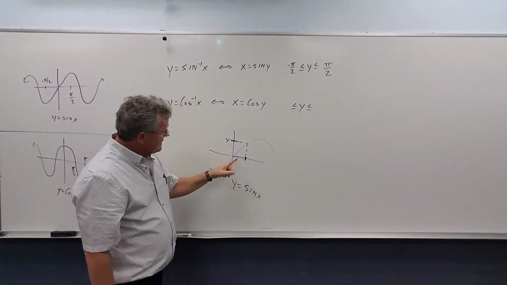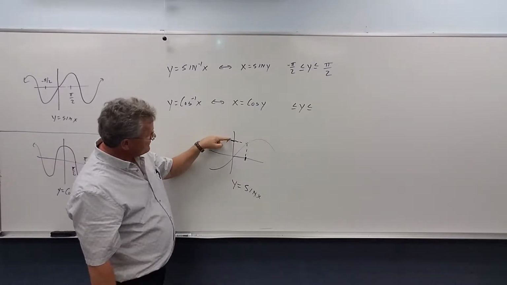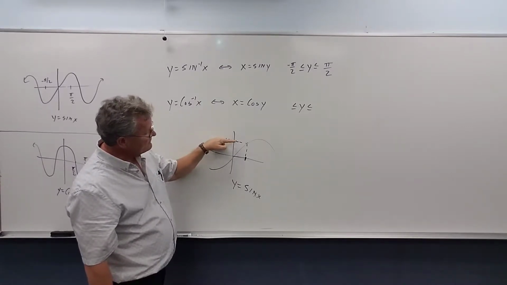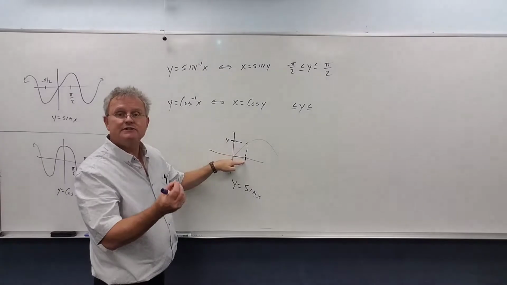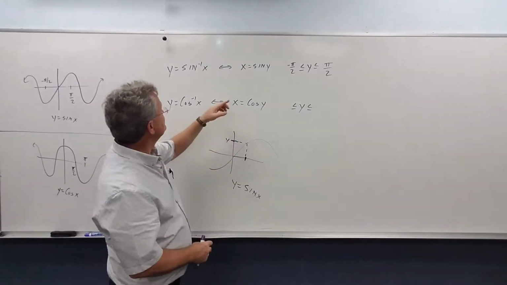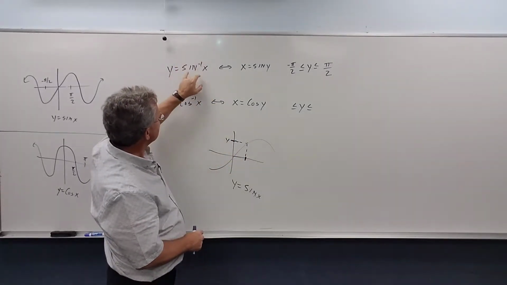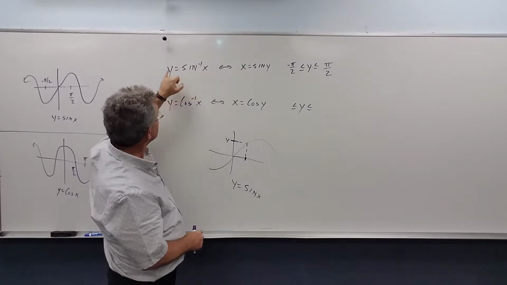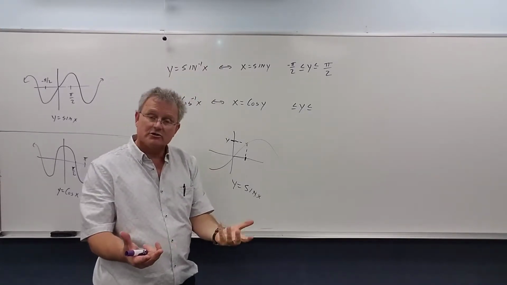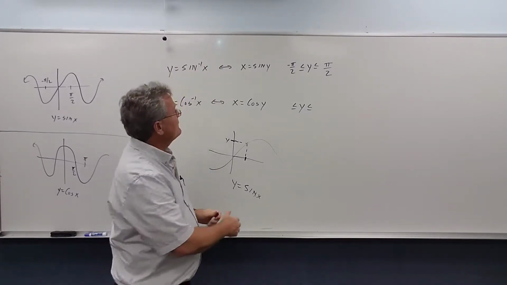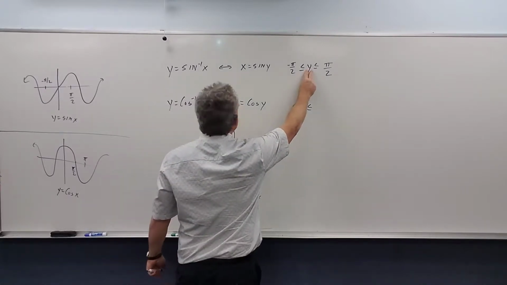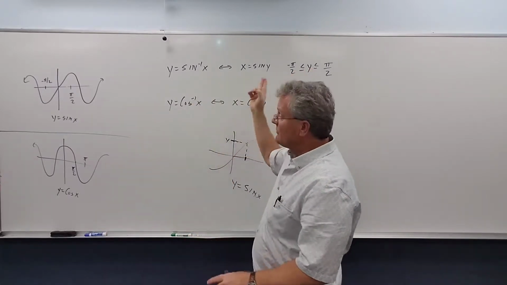So when I use my inverse function and plug a y value into my inverse, what's going to come out is an angle. In other words, when I evaluate an inverse trig function, the answer is an angle.